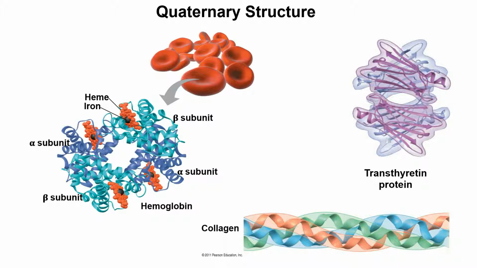Here, looking at hemoglobin, hemoglobin has 2 beta and 2 alpha subunits. That means it has 4 subunits that make up the hemoglobin protein. Hemoglobin as a protein has quaternary structure, but each of these individual alpha and beta subunits has its own tertiary structure.